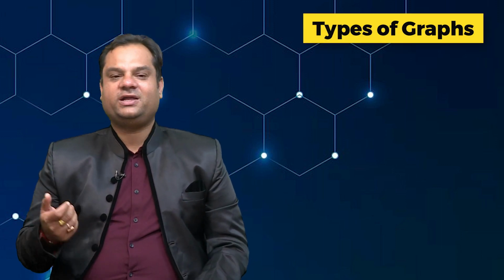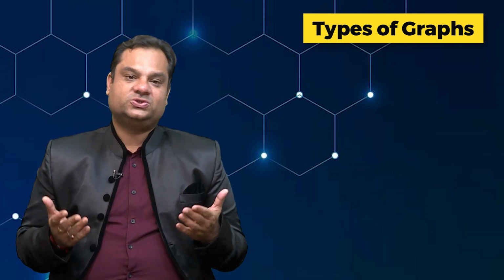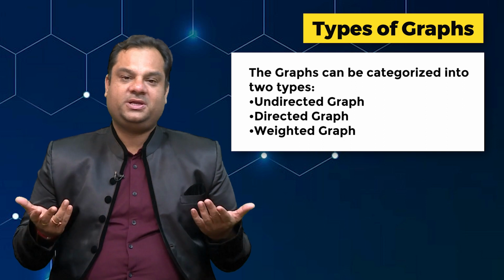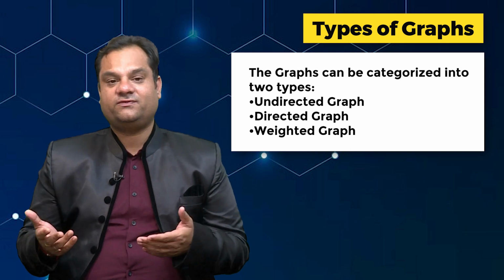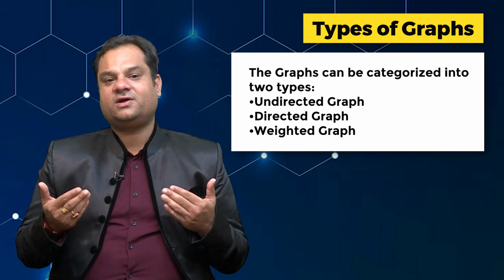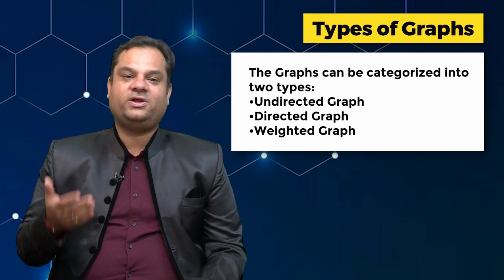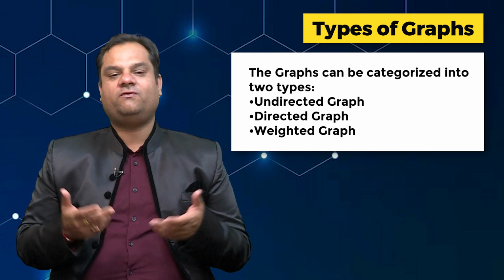Now, types of graphs: we connect all vertices in the pattern of a graph. Graphs can be categorized into two to three categories, like undirected graph or directed graph, or we can assign a directed or undirected graph as a weighted graph also. When we put any weight between two vertices, it is called a weighted graph.